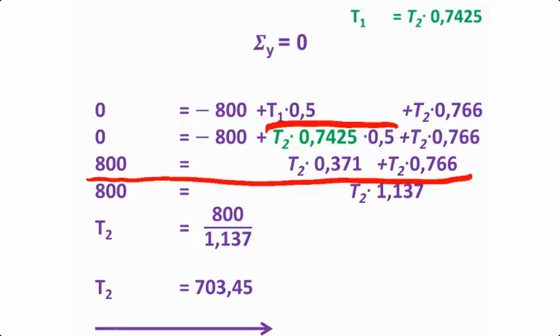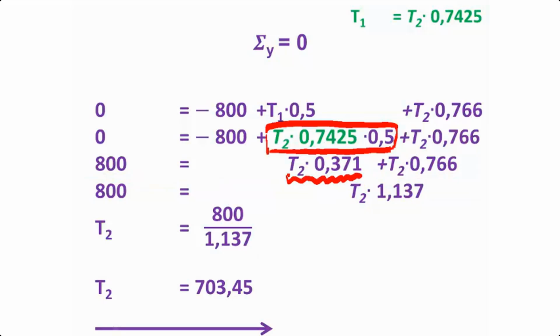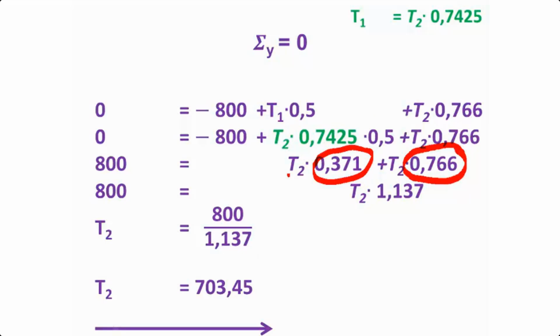Now this T2 multiplied by 0,7425 halved gives you T2 0,371. Check on your calculator. If you take this value and multiply it by a half, by 0,5, it gives you 0,371. And since that's a T2 and so is this one, you see I've just carried this T2 down. They are both T2s, you can add them. So 0,371 plus 0,766 gives you 1,137. Of course, don't forget the T2s.